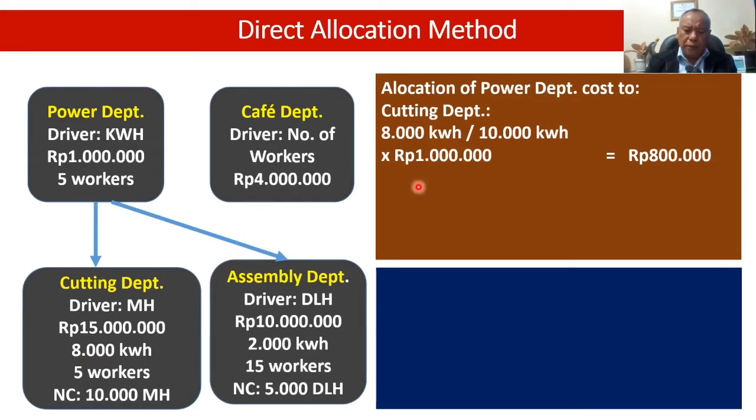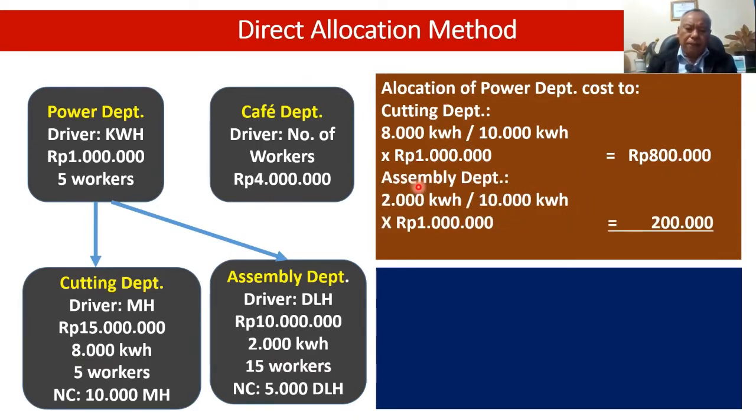And for the assembly department, we allocate 2,000 kilowatt hours divided by 10,000 kilowatt hours times 1 million, which is 200,000. So in total it must be 1 million. Of the 1 million power department cost, 800,000 will be allocated to the cutting department and 200,000 to the assembly department.